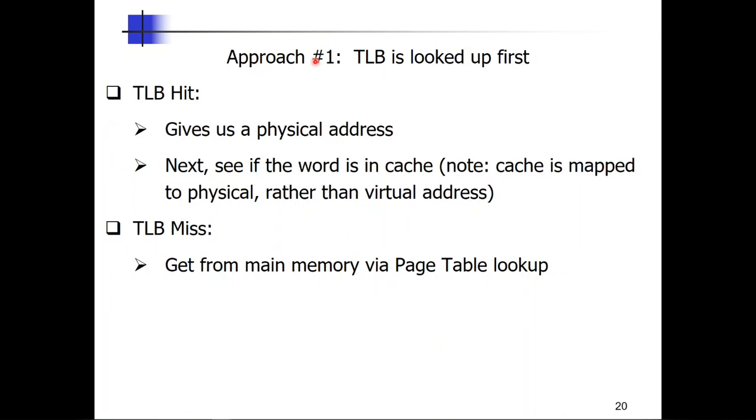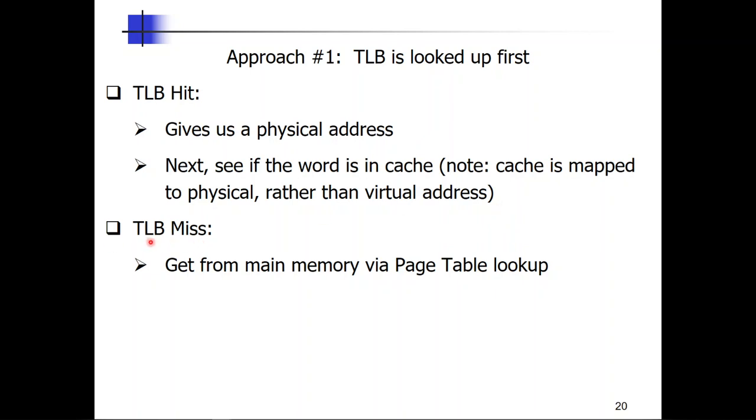If we adopt approach number 1, we could have a TLB hit or we could miss in the TLB. If we do have a hit in the TLB, it will give us the physical address of the page that we are trying to look up. Next, we will see if the word is in the cache memory or not. If it is not in the cache, then we will look at it in the physical memory. If it is not in the physical memory, then we will try to look at it in the hard disk.